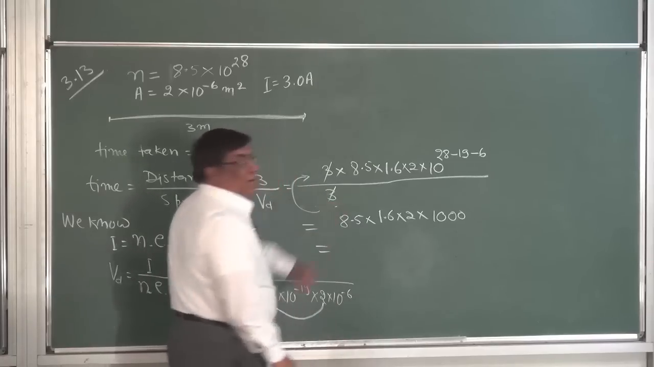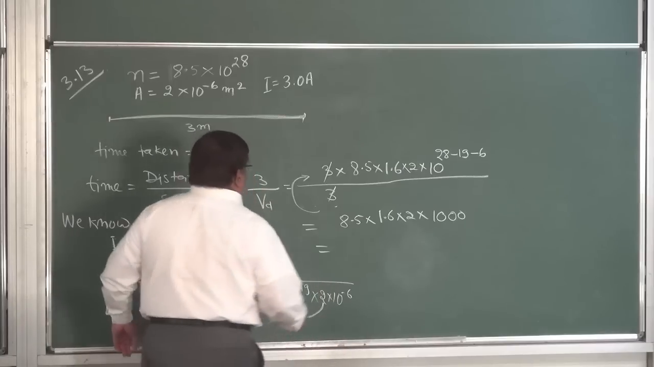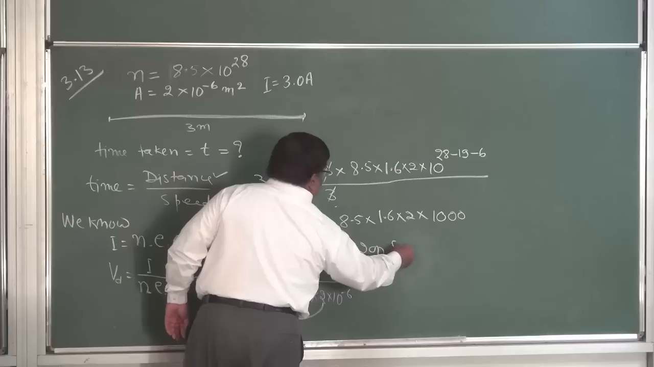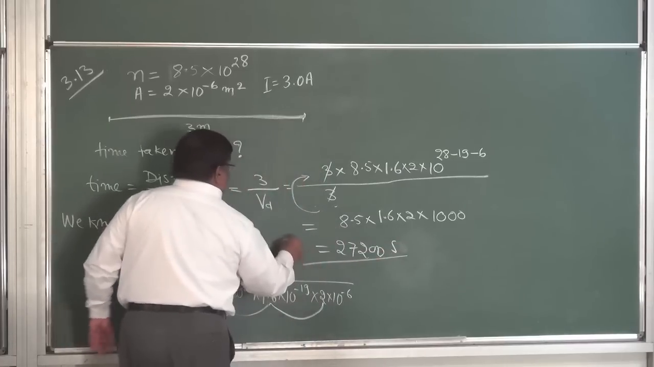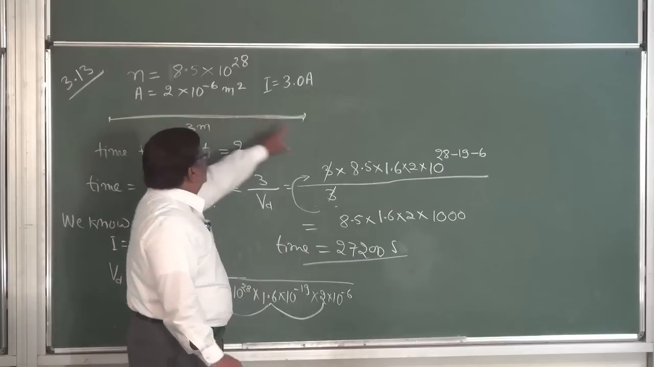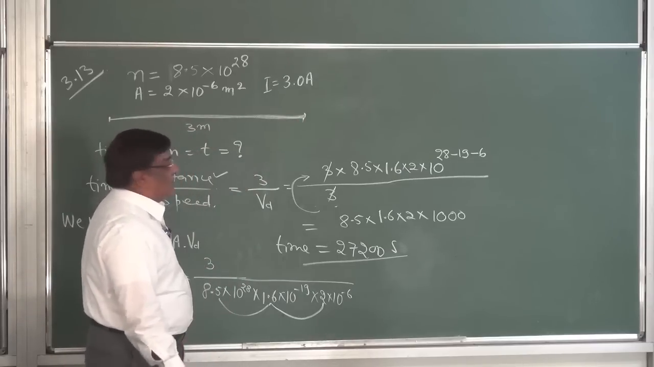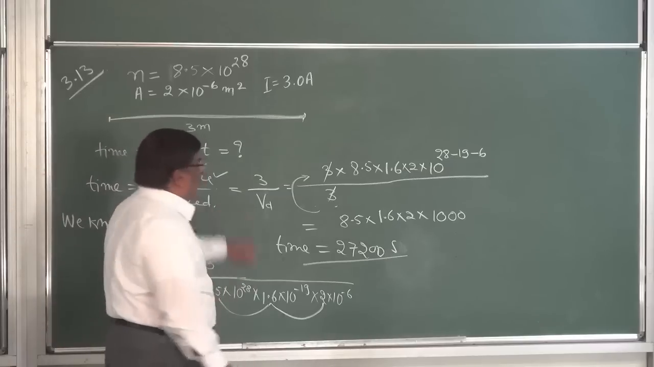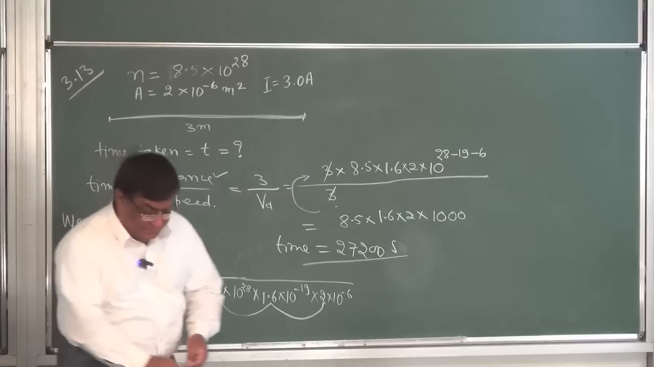And when we calculate, it comes to 27200 seconds. So this is the time when the last electron reaches this point, or this electron reaches this point. So this is our answer. Right, this is the correct answer. You can convert it into hours. Now we go to the next question.